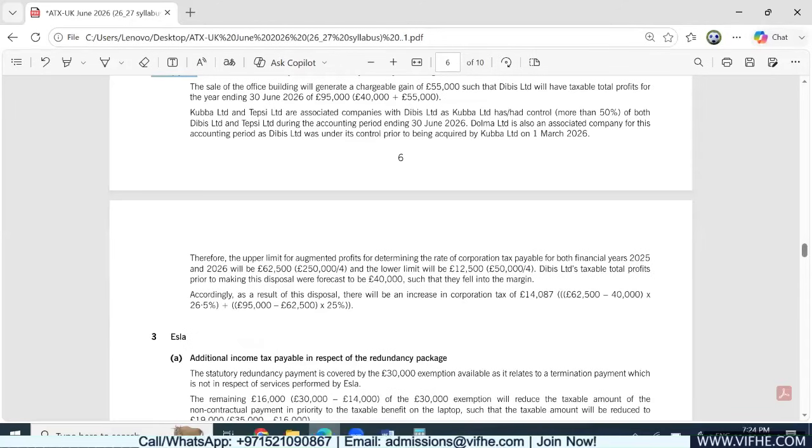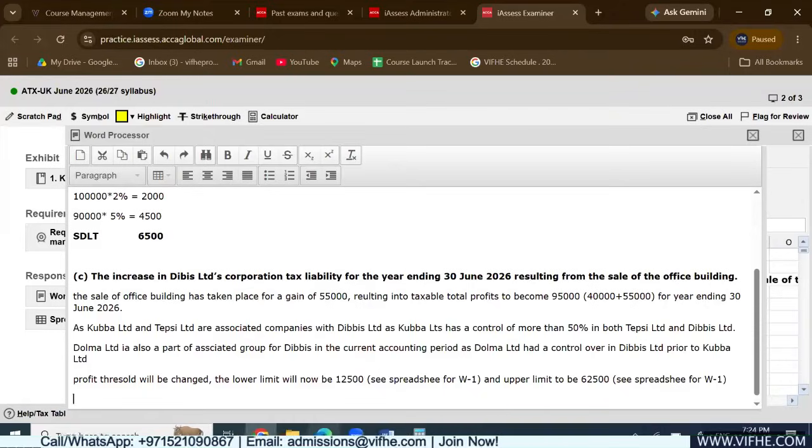And then what next is, I'm just going to do the calculation of what exactly the taxable total profit is. Though augmented profit decides the tax rate, there is no information about the dividend which Dibis Limited is receiving. And if in case they are receiving it, it is already crossing the threshold of 62,500, which is now the revised threshold for a company to be charged the main rate. So whatever the rate is, that is always applicable on the taxable total profits, which in this case is 95,000 pounds.